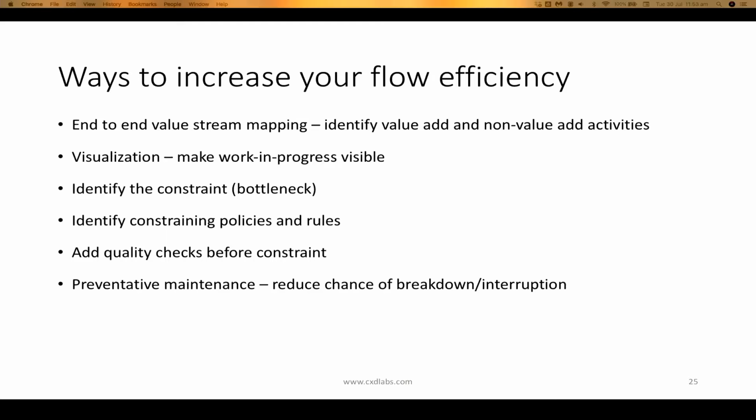So simple things like testing, checking things before they enter through that bottleneck. We've got preventative maintenance. So this is to do with reducing the chance of things breaking down, which interrupt the whole system. So things like infrastructure, environment, and even people actually. How do we prevent people from burning out? This is all part of preventative maintenance. If the person who is the constraint gets sick, the whole system stops.